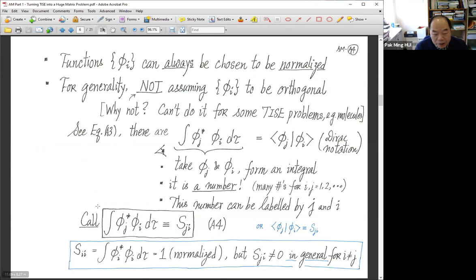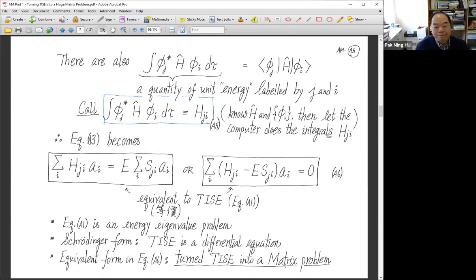Thereby, I will simply call this thing a symbol S_JI. Okay? Now, if they are normalized, then the diagonal S_II will be 1. Nonetheless, they may not be orthogonal, so off diagonal S_JI will not be 0. Okay? Done. How about the other one on the left-hand side of the equation? Similarly, it carries two indices, so I call it H_JI.